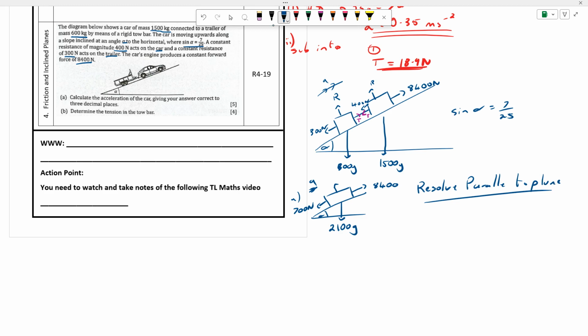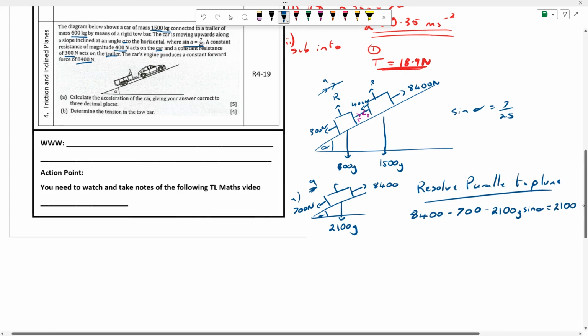Okay, so that means everything going up minus things going down is ma, so I'm going to use Newton's second law. Going up, I've got 8,400. Going down, I've got the 700, and I've got the component of the mass. So I've got 2,100 g sine alpha, which is good because I already know what sine alpha is. And that should be ma, so 2,100 a.